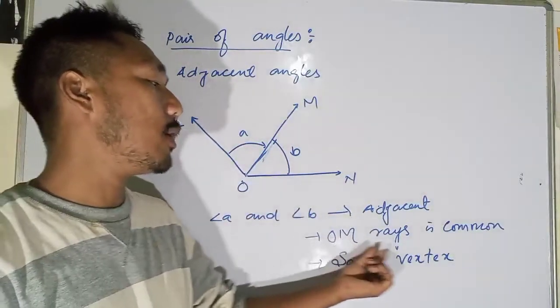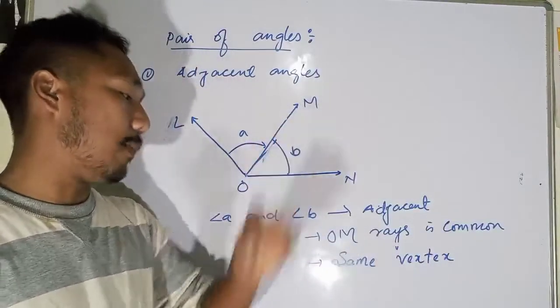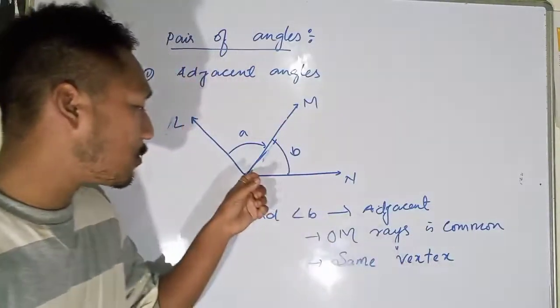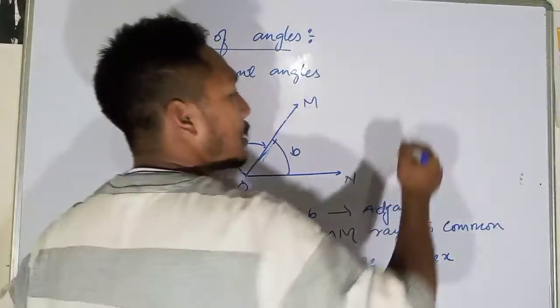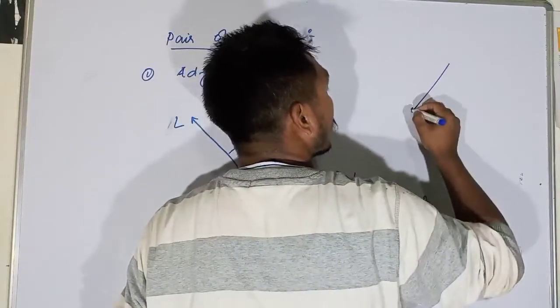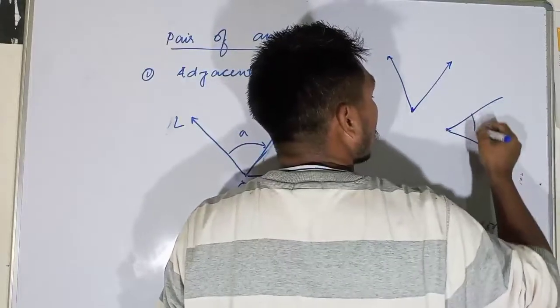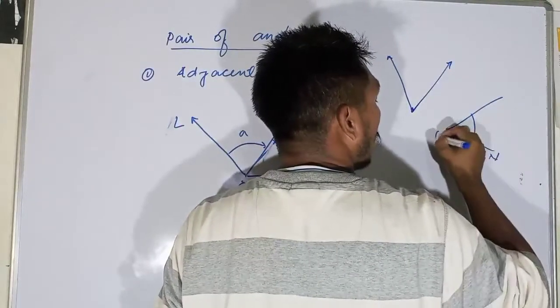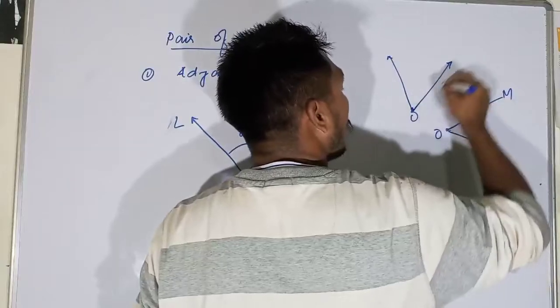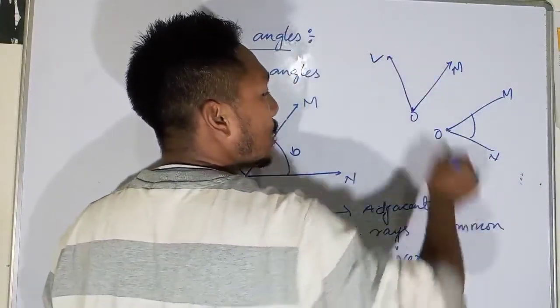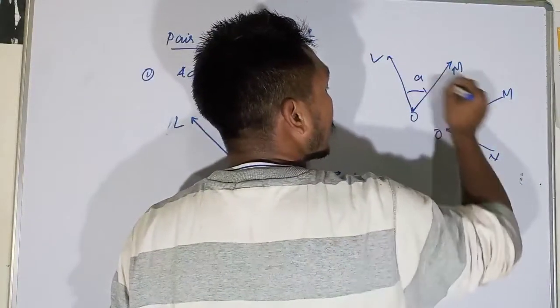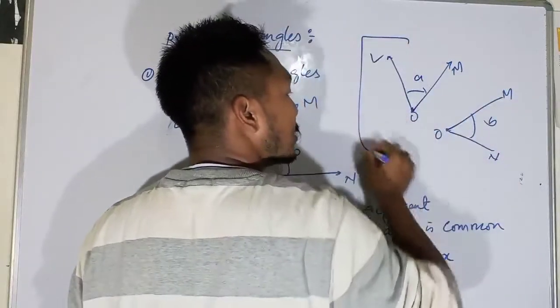Why are they adjacent? Because the OM ray is common, and they have the same vertex, which means this point is the same vertex. But if I say one angle is this one, and another is this one, NOM and OML, do you think these two angles, angle A and angle B, are adjacent angles?